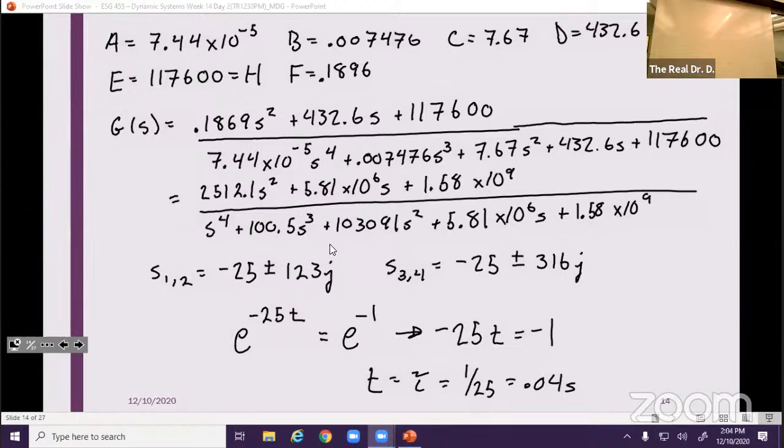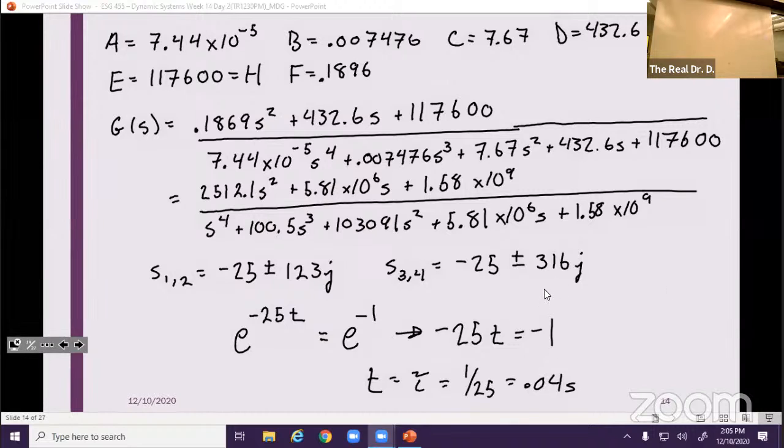4 tau, 0.16 seconds. And if you had another thing at negative 100, you'd have negative 1 over 100, which would be 0.04 as a settling time, which would be faster, which means that the transients would go away sooner, which means that this is going to dominate our response. Okay.